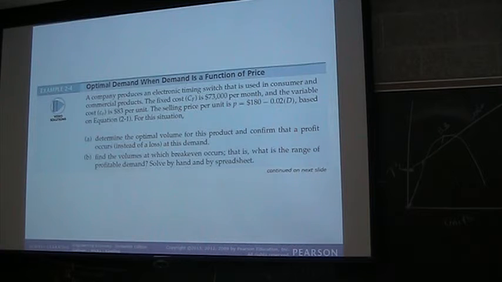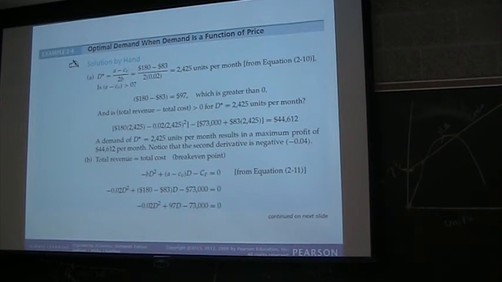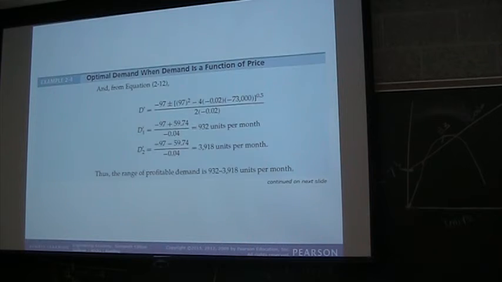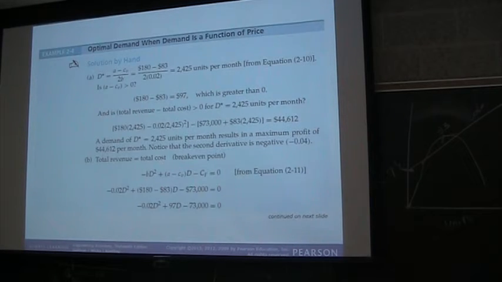What is the optimum volume? Is it the most revenue or the most profit? We have a graph of this. So what do we want? Do we want that? Is that the optimum? Or is it the difference between those two? And that's the profit.